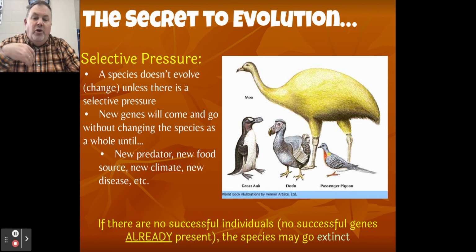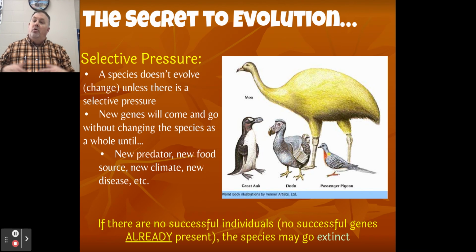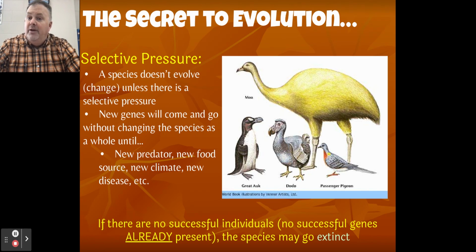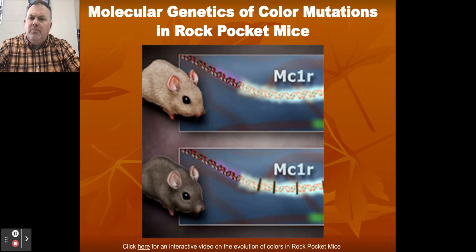If there are no successful individuals, no successful genes already present, the species may go extinct. So you think about those organisms that are no longer present today, those large brontosauruses that used to roam the earth, the Tyrannosaurus Rex. Obviously, they were very successful in their day, but why aren't they here now? Obviously, something was influencing environmentally the success of those organisms, like those large dinosaurs.